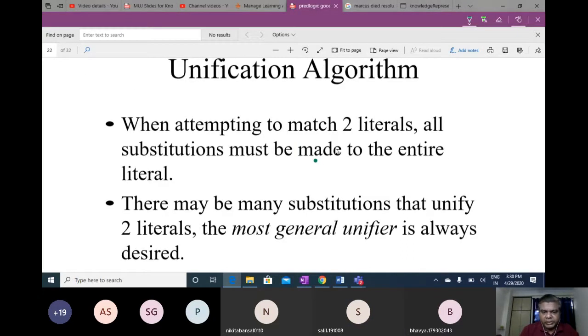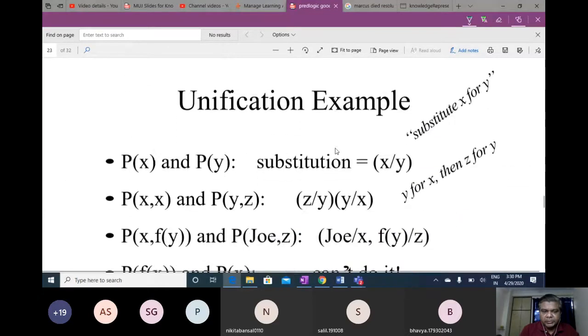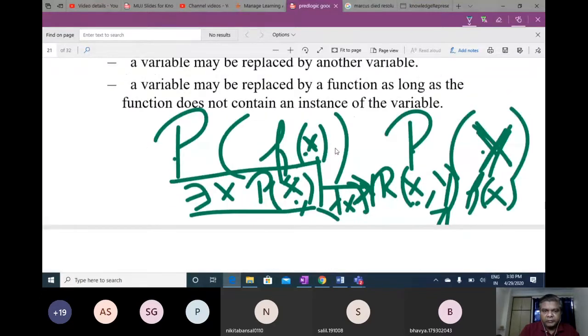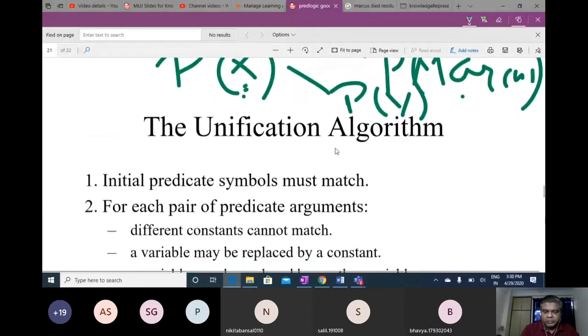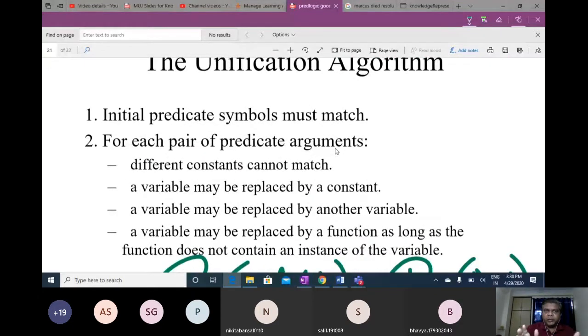So what we are doing is the unification algorithm. The unification algorithm is a simple thing. Just find whether we can match two predicates while doing resolution. Can we match two predicates with each other? That is the work we have to do. While doing that, first we have to check whether the predicate symbols are matching, then only can we continue further matching. Then for each argument, we have to do these things.